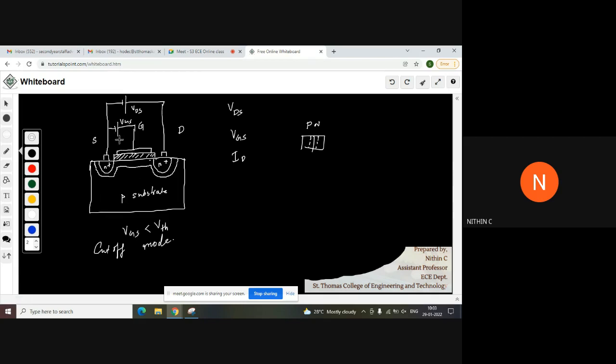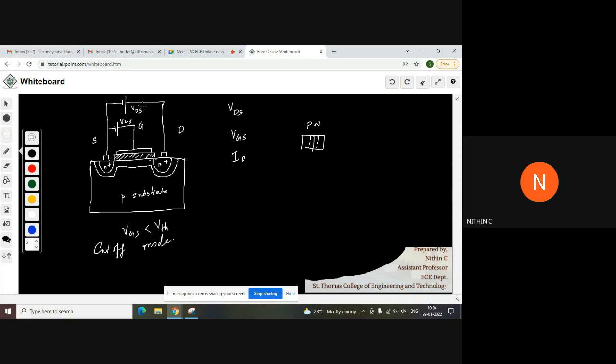Here, even though I have given a positive voltage, you might think that the minority carriers, the electrons here, could accumulate here. But that will happen only when VGS is greater than VTH. In this particular figure, I have taken VGS less than VTH. So I will not be having a channel here. So this is said to be in cutoff mode.